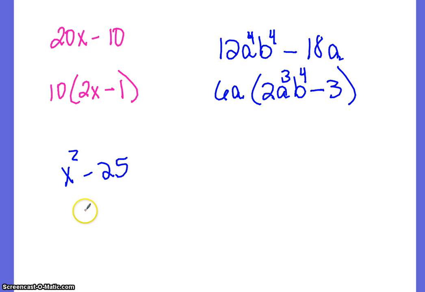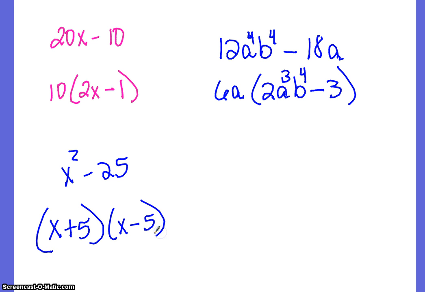When you have something like x squared minus 25, you look, there's nothing in common. If there's nothing in common and there's just two terms, check and see if they're perfect squares. X squared is, 25 is. So what's the square root of x squared? X plus what's the square root of 25? 5. Put parentheses around it and write the same thing again, but use the other sign. So you have x plus 5 and x minus 5.